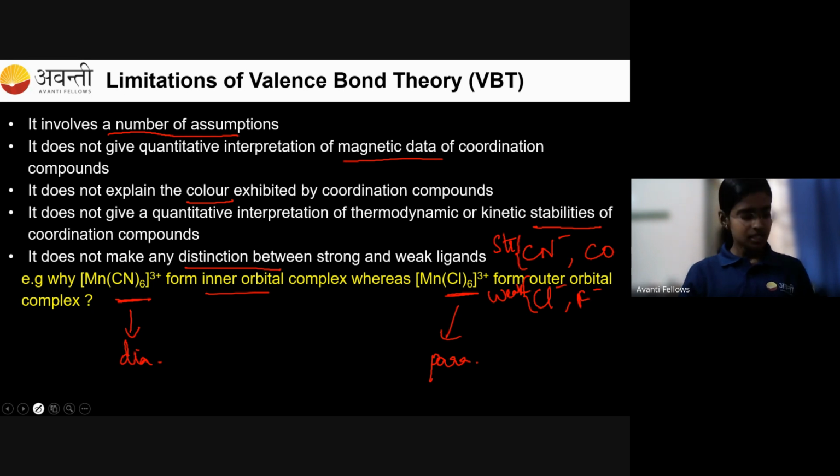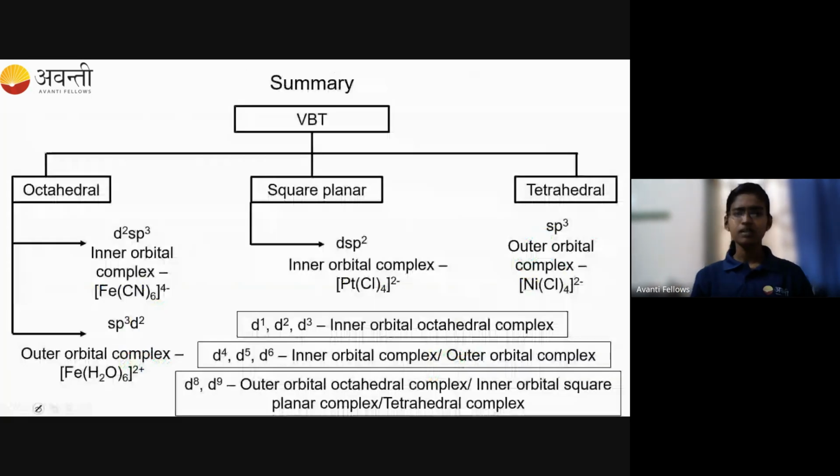Let me just summarize the VBT which we have discussed. So we took three complexes: octahedral, square planar, and tetrahedral. For octahedral, we have studied two hybridizations: d2sp3 formed an inner orbital complex and sp3d2 formed an outer orbital complex. Under square planar, the hybridization is dsp2. So the metal is using an inner d orbital, so it is inner orbital. And tetrahedral hybridization is sp3. And the nickel tetrachlorido complex was discussed.